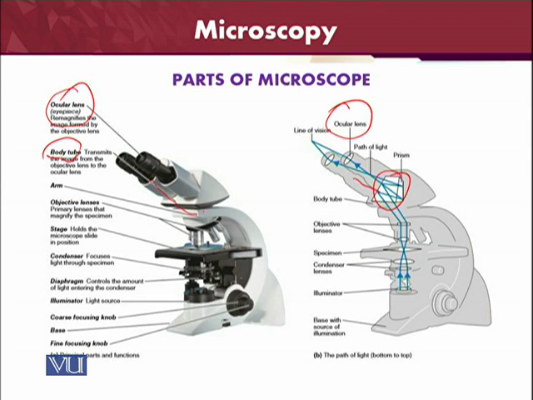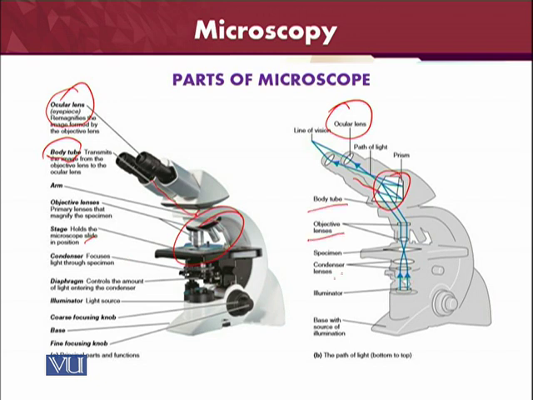Here is the arm of the microscope, and then the objective lenses, which we can set to 10x, 20x, 30x or 100x. Then the stage, where you put your object to see it. Then the condenser focuses the light, since the prism is just sending light in different directions. The condenser is going to focus it.